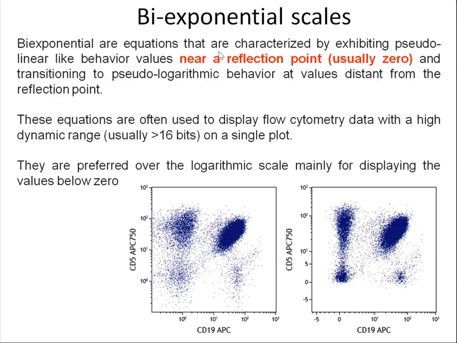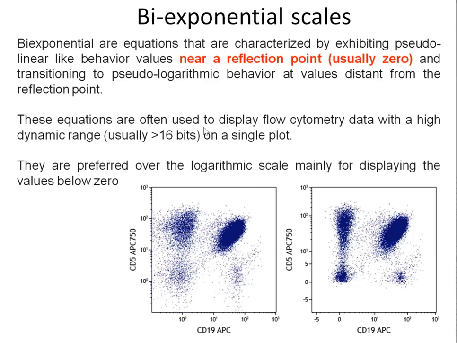Bi-exponentials are equations, which we would have studied in mathematics, that are characterized by exhibiting a pseudo-linear like behavior near a reflection point, in flow cytometry mostly 0 or a negative value, and transitioning to pseudo-logarithmic behavior at values distant from the reflection point. Near the reflection point it's linear, and I don't want to confuse you with the linear reflection point. Near 0, it's linear, and away from 0, it's logarithmic. That is the feature of bi-exponential scale.